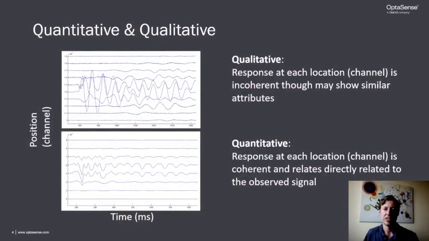With this technology, there are qualitative and quantitative variations. The qualitative or intensity-based system can show us that something is happening to a fibre, while more advanced quantitative systems allow us to measure what is happening to the fibre.